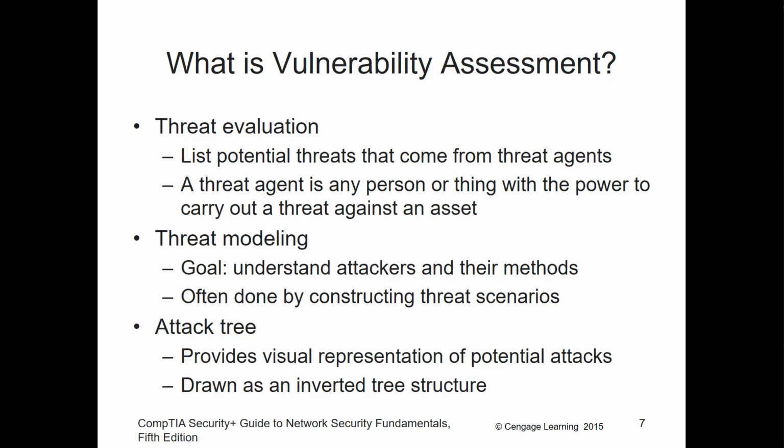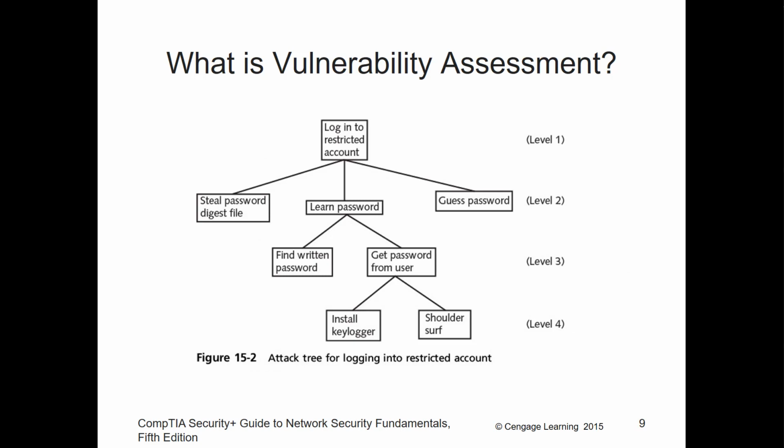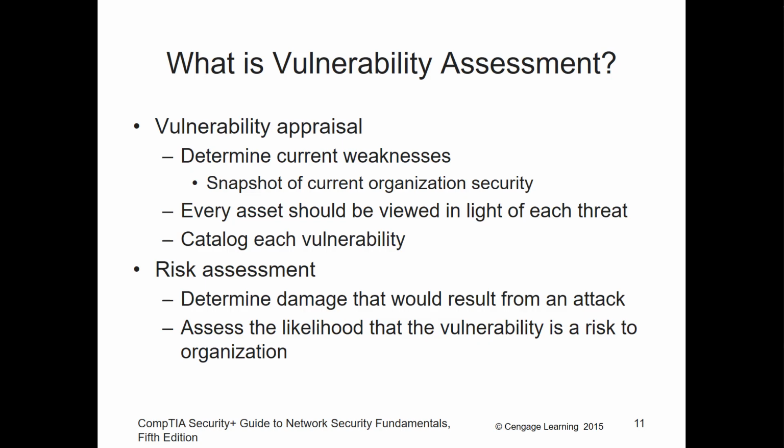All right, so the attack tree commonly looks like this. This is an attack tree for stealing a car radio. Here is an attack tree for logging into a restricted account. Categories of threat could be things like espionage, extortion, error, software glitch, theft, utility interruptions, compromising of intellectual property, natural disaster, failure of equipment, and so forth.